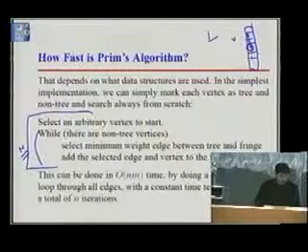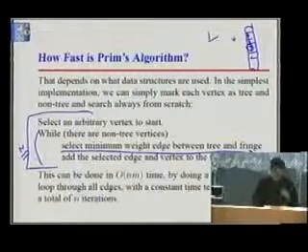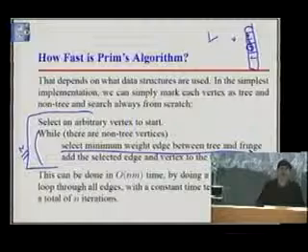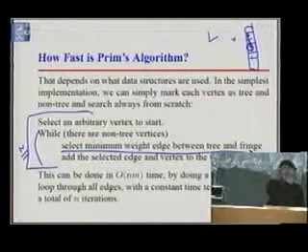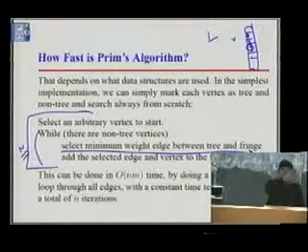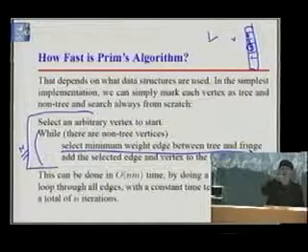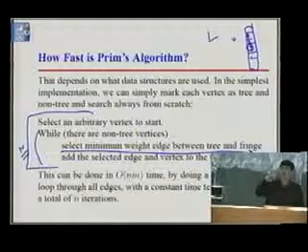Now we want to select the minimum weight vertex between the tree and the fringe. How can we do that? Can someone give me a concrete way to select the minimum weight tree edge between the tree and the fringe? What would we want to do?